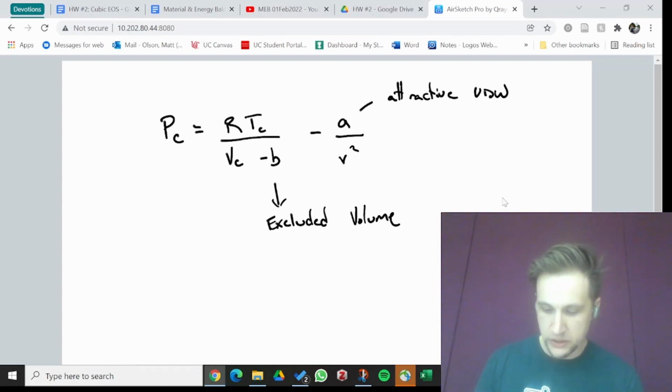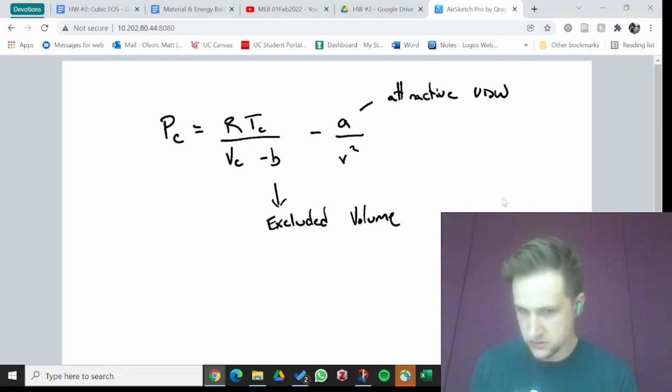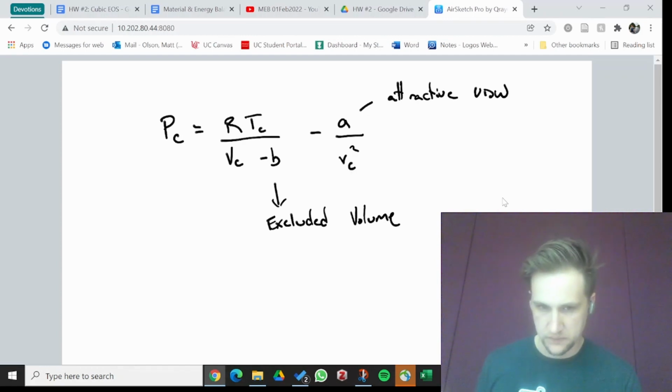And so now we know our pressure at the critical point of a substance. We know R as a set value. We know the temperature at our critical point and our volume. And so all that is left for us is, I should have also written this right in here. There we go. Okay. What we're left with now is A and B as our parameters.